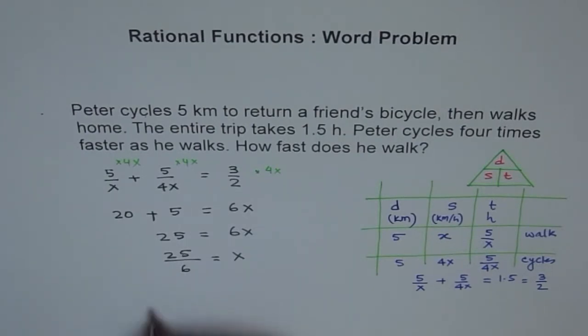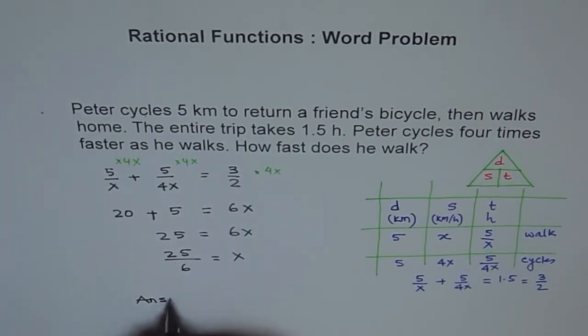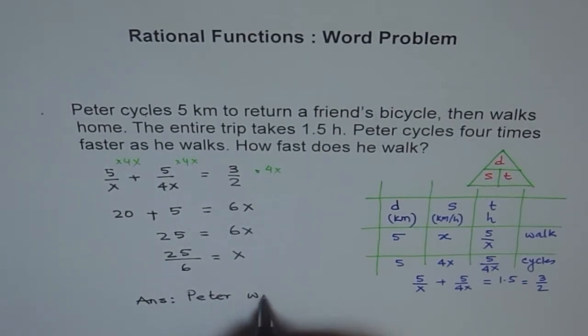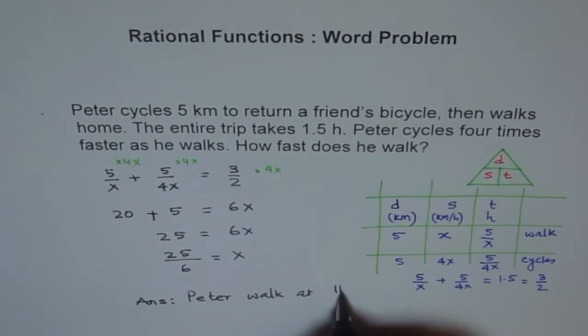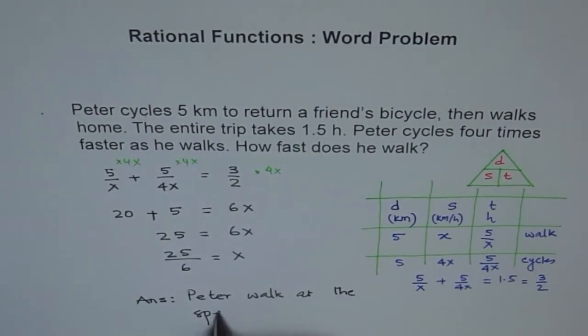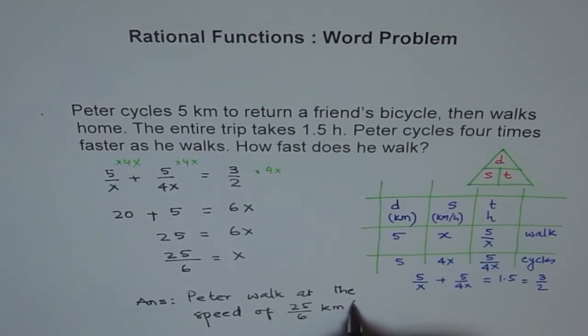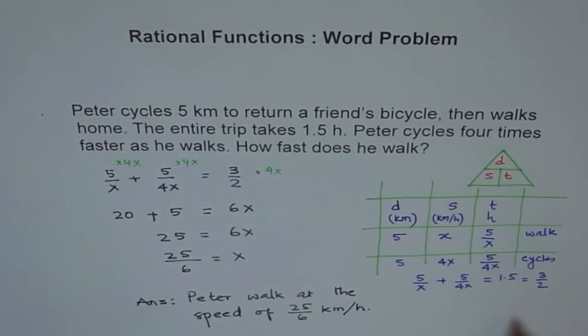Now we are in a position to write down the answer. So the answer is that Peter walks at the speed of 25 over 6, don't forget the units, kilometers per hour. Correct? So that's the walking speed of Peter. If they want to find even the cycling speed, we'll just multiply this by 4 and get the cycling speed.